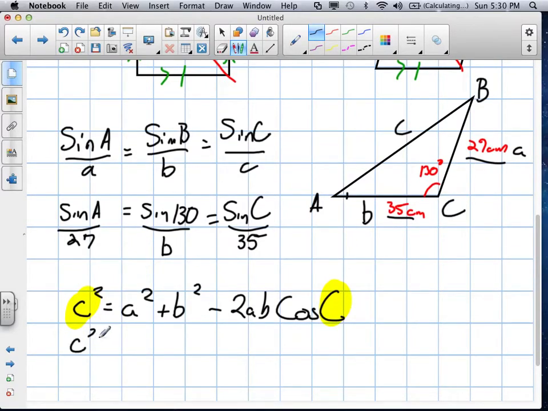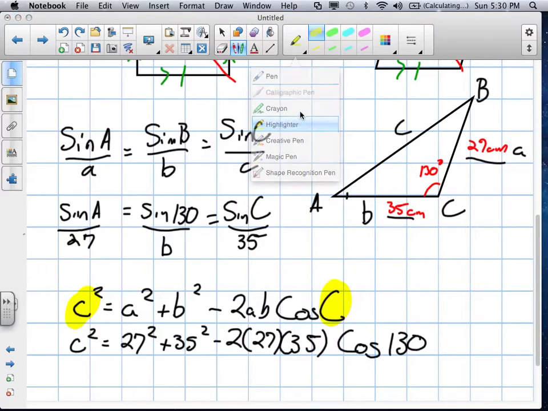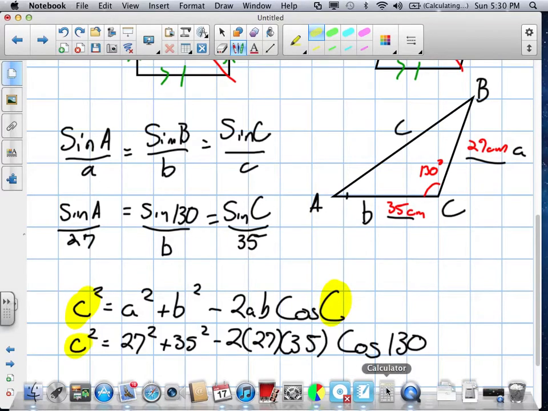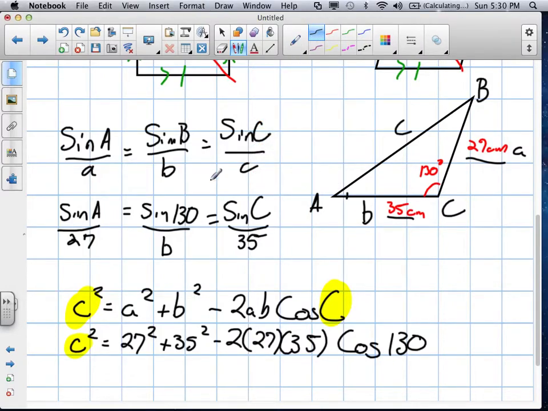Side C, well, that's unknown, is equal to side A, which is 27 squared, plus side B, which is 35 squared, minus 2 times A, which is 27, times B, which is 35, times cos, how many degrees? 130. All right. Now, how many variables are left in this question? Just one, which means we can solve for it. So let's go through this process together. Get your calculator out. First thing we're going to deal with is 27 squared, 729. So we know c squared is equal to 729.